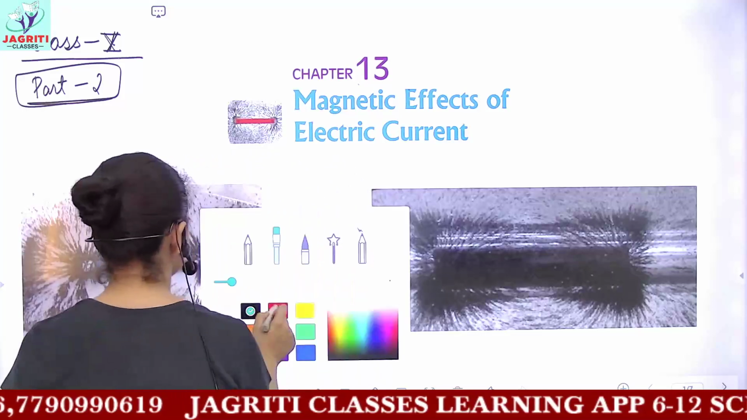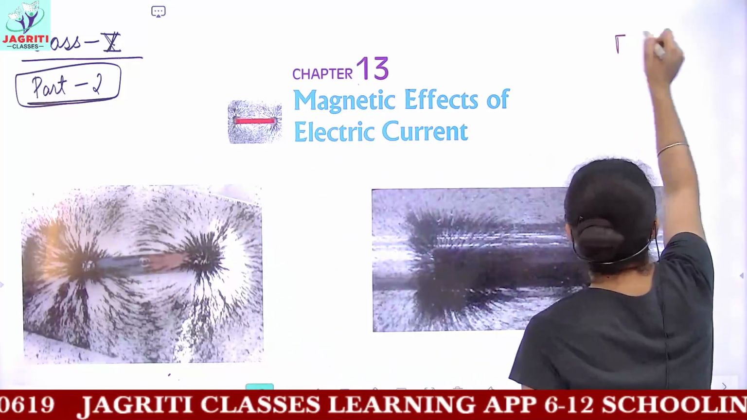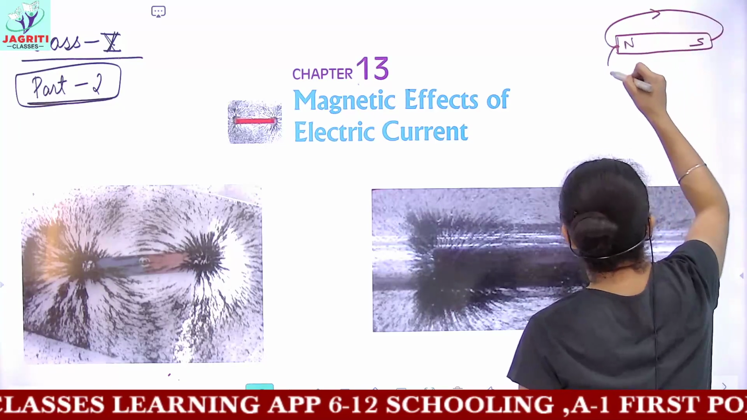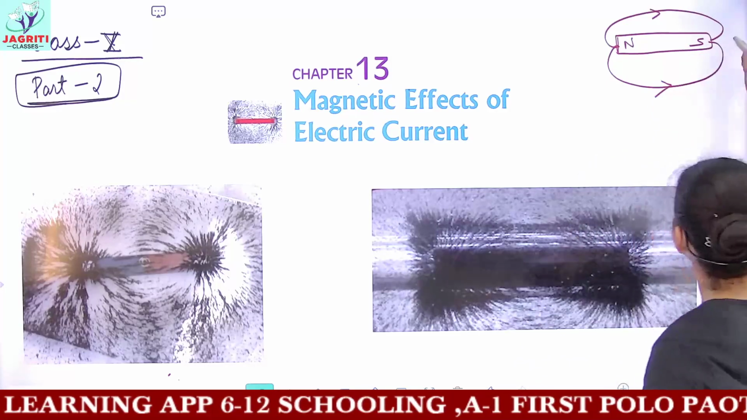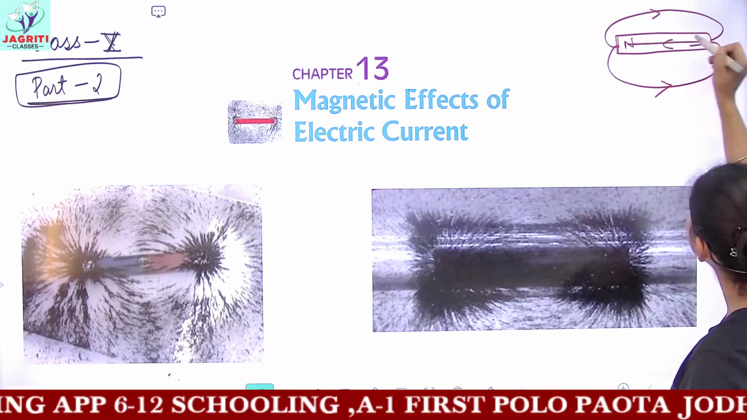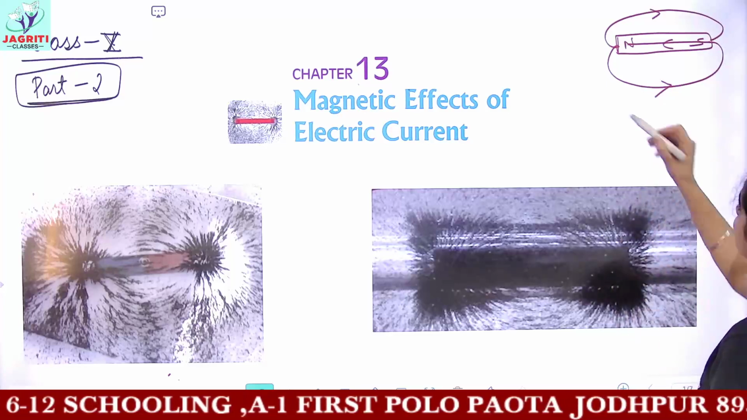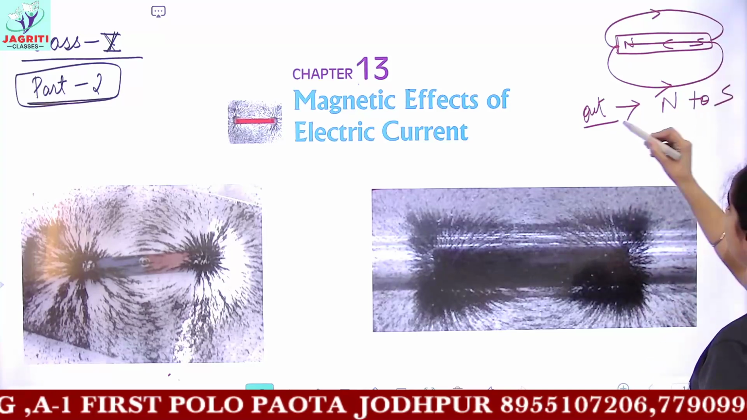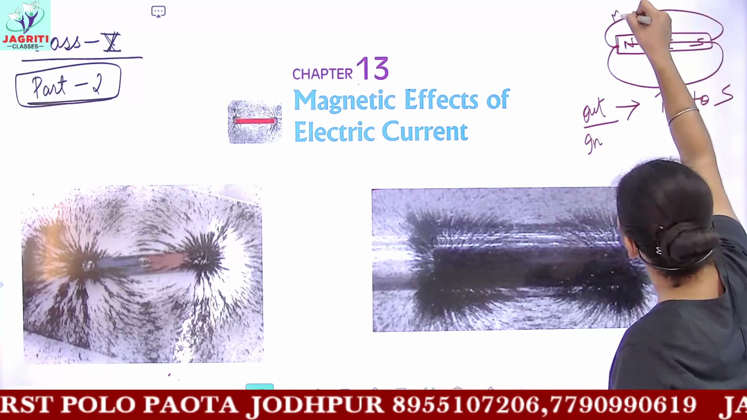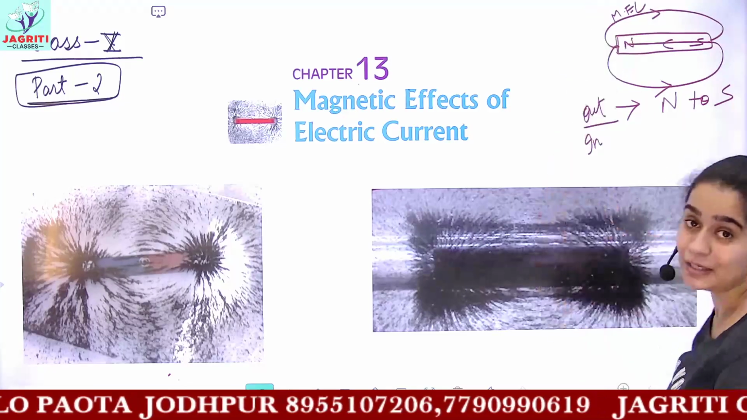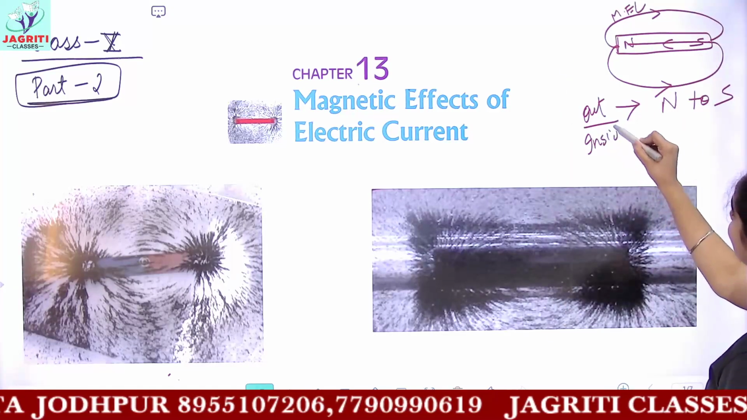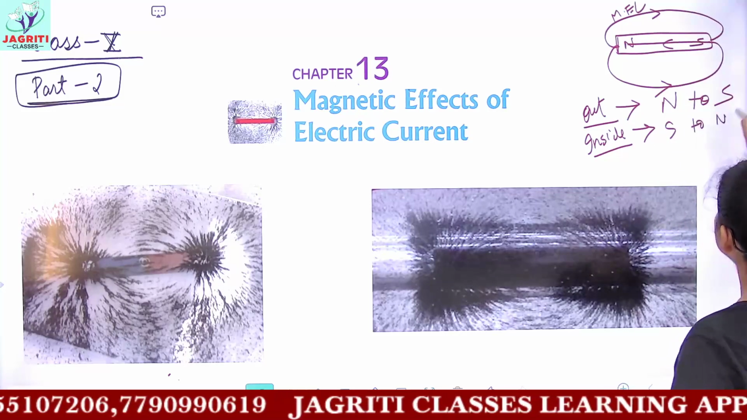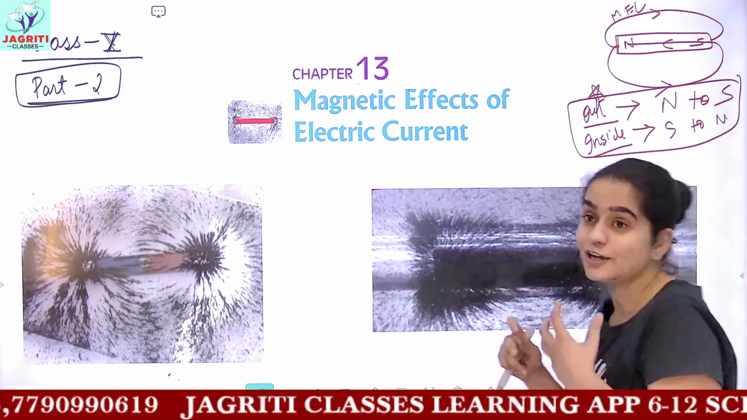I hope you remember this diagram which we made in our last class. We took a magnet with its two poles. Outside, the direction was from the north pole to the south pole, whereas inside, these magnetic field lines were moving from south to north. These are the magnetic field lines, MFL. Outside the magnet, the direction is from north pole to south pole, and inside the magnet, the direction of MFL is from south pole to north pole. This is very important, so I thought I should revise it again.